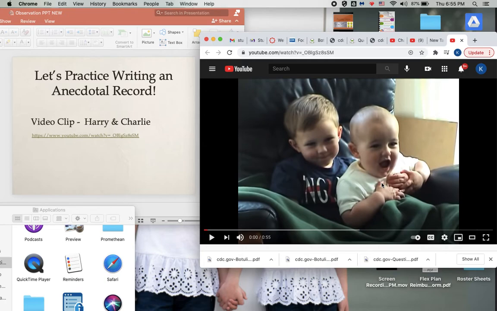Okay, approximate ages. If you were to take a guess, what do you think their ages are? Because again, we don't personally know Harry and Charlie. But if we were to guess, Harry's got to be preschool age, somewhere between 3 and 5, right? So I could say 3 to 5 years old. I could say preschool age. Either one of those would work.